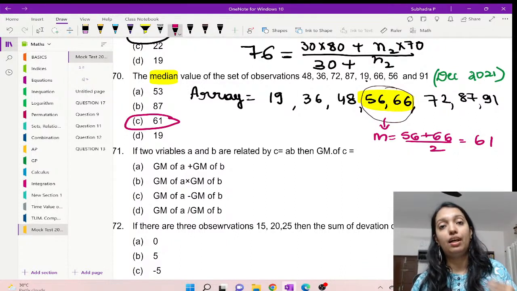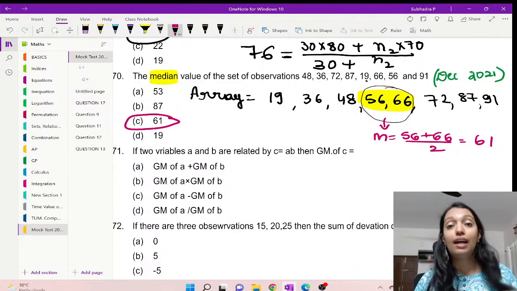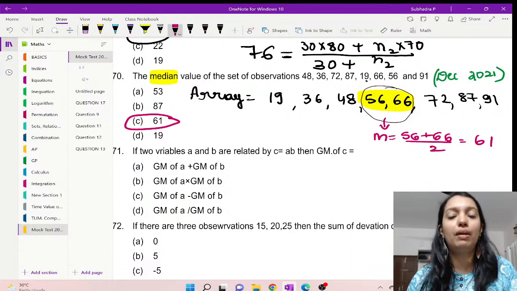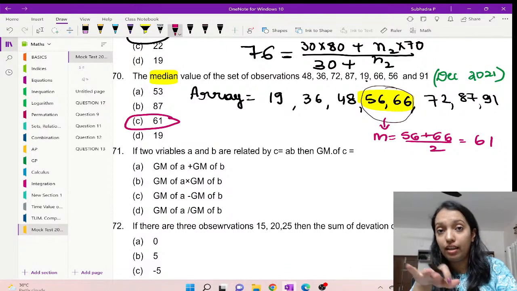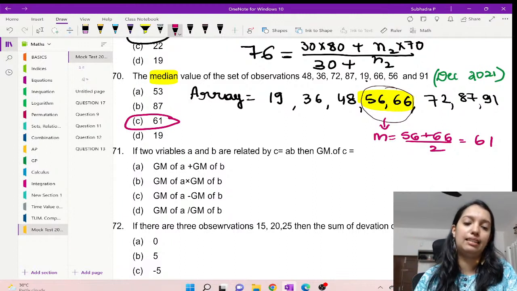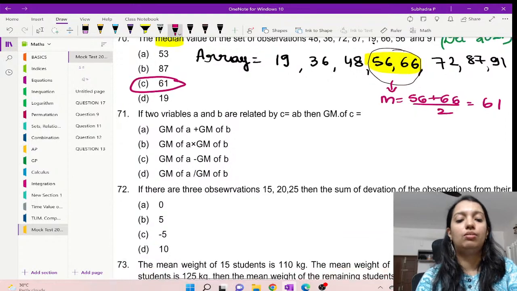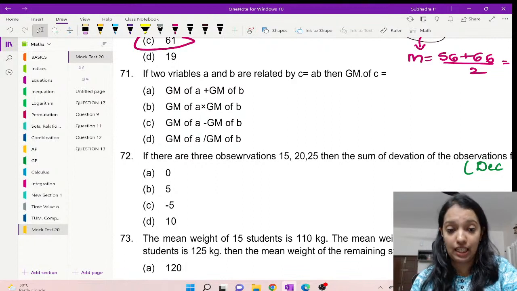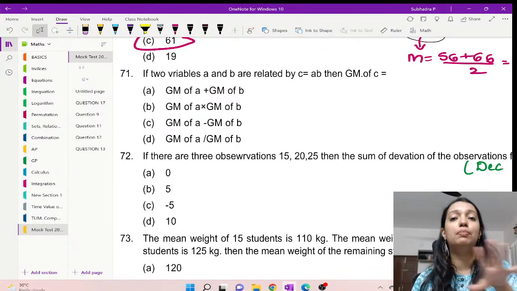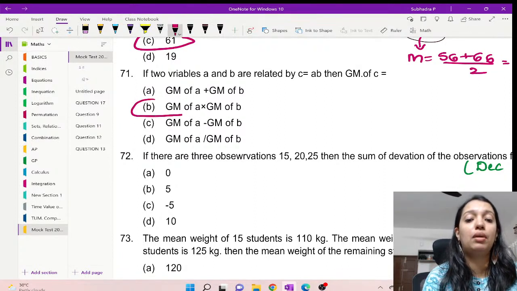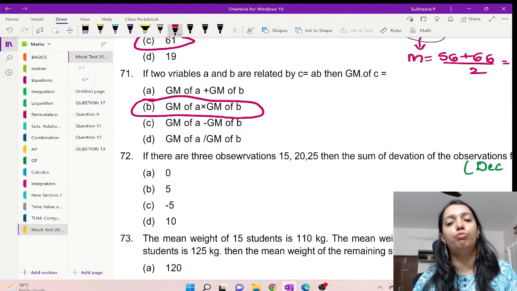This is one method. Another method, you can apply median formula and you can find. Little time consuming compared to this. So how do you apply median formula? In raw data, median formula is middlemost value in the arrayed series. Next, if two variables are related by C is equal to AB, then geometric mean of C, geometric mean means multiplication. That means geometric mean of C will be geometric mean of A into geometric mean of B.